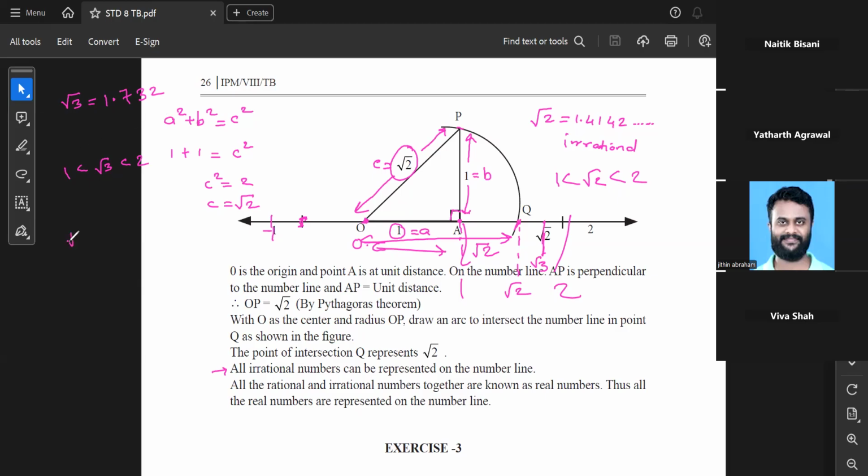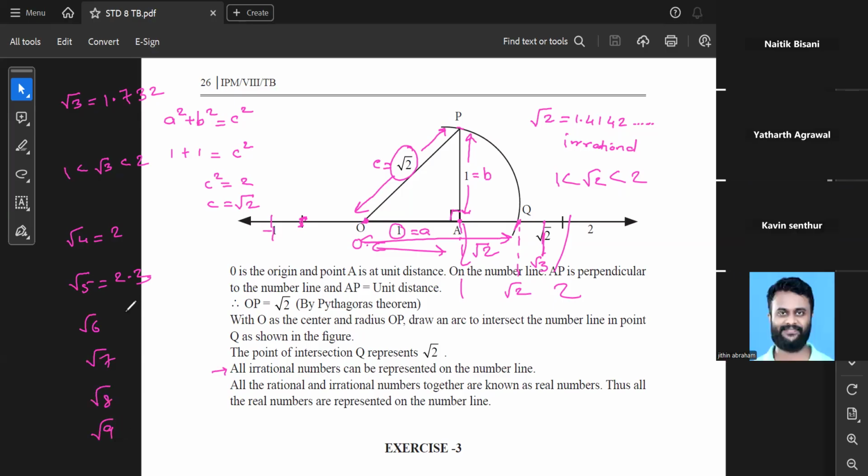Similarly, root 4. What is root 4? It's 2 only. It's already there on the number line. What is root 5? It is 2 point something. Let me say, I'm just randomly assuming it is 2.2. If it is 2.2 or 2.3, then that is also there on the number line. Similarly, root 6, root 7, root 8, root 9 will also be there on the number line. So all the roots, which are technically irrational numbers, will be there on the number line. So that is this point: all irrational numbers can be expressed on the number line.